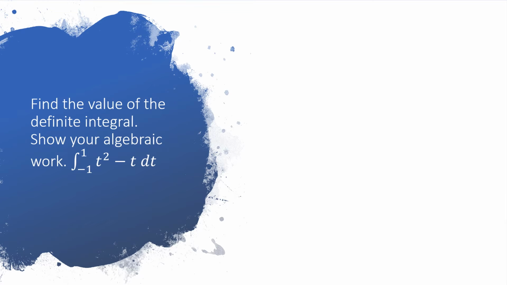All right, so the first question says find the value of the definite integral. Show your algebraic work. So here's our integral from -1 to 1. Notice I'm reading from bottom to top, -1 to 1 of t squared minus t dt. Here's our integral, and the first step is to integrate it. Remember, when we integrate, our main rule is the power rule, in which we add 1 to our exponent and then divide by the new exponent. So when I integrate the first one, I get t cubed over 3, and the second one is t squared over 2. And we're going to do that from -1 to 1.